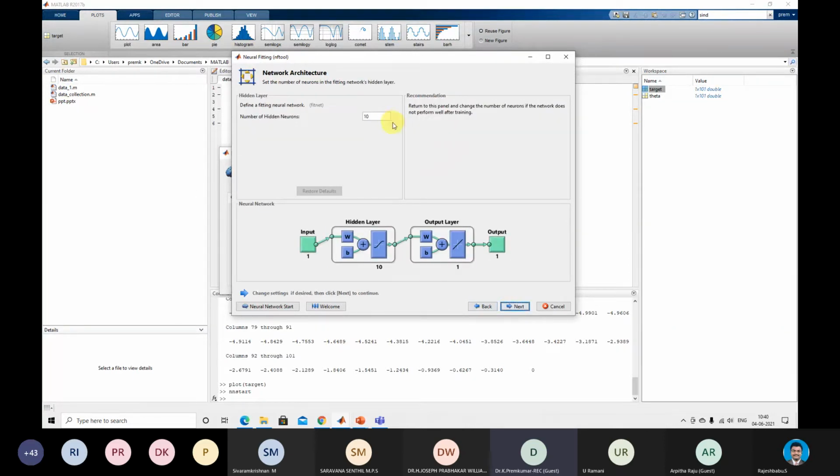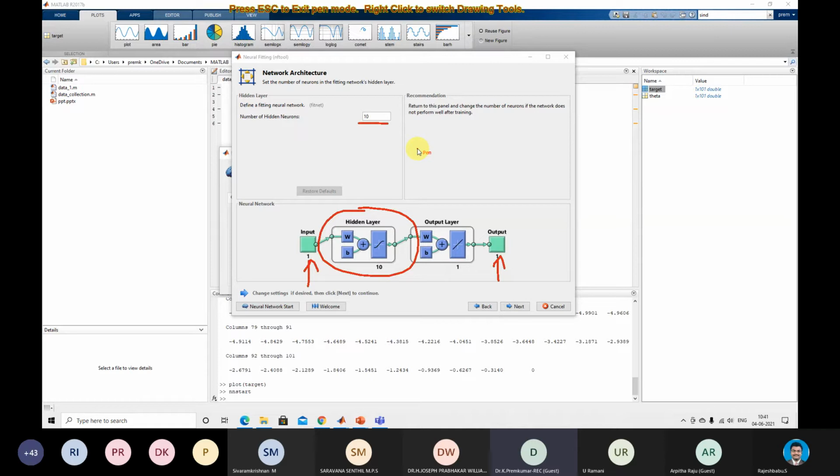Next they ask for the number of hidden neurons in between input and output, right? Here you can see the input and the output layer. In between we have the hidden layer, right? So how many neurons are we going to allocate to the hidden layer? By default they use 10 hidden neurons. If you want to increase it, you can increase the hidden layer.